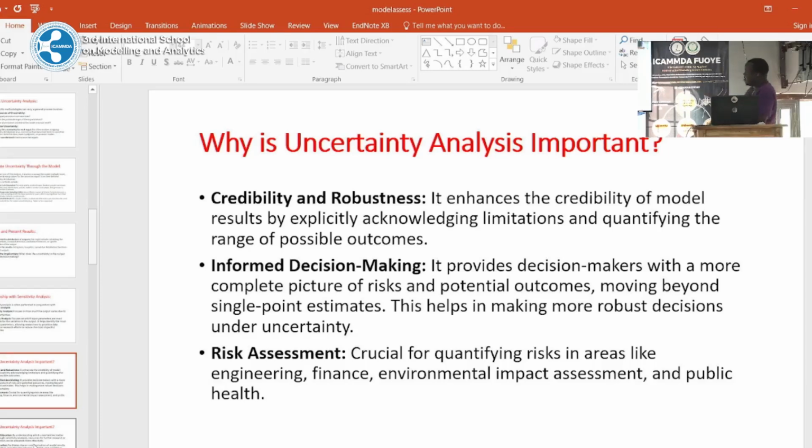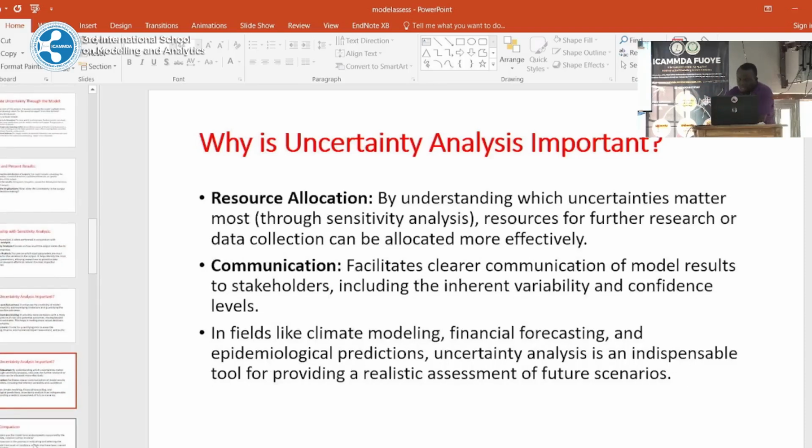Risk assessment. It is crucial for quantifying risk in areas like engineering, finance, environmental impacts, and all that. Now, resource allocation, communication. In the field of climate modeling, financial forecasting, and epidemiological prediction, uncertainty analysis is an indispensable tool for providing a realistic assessment of future scenarios.